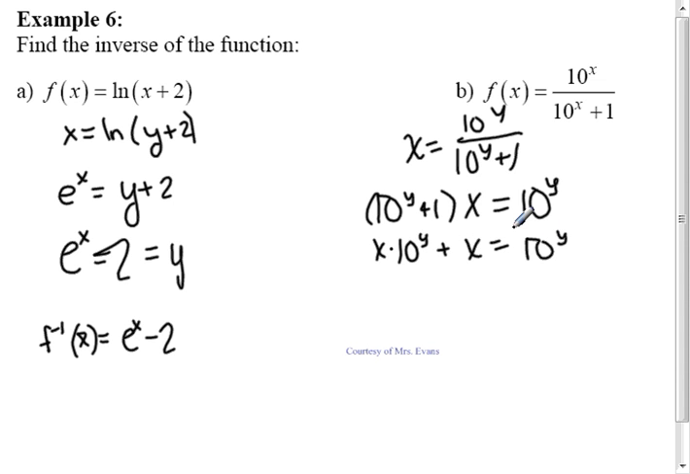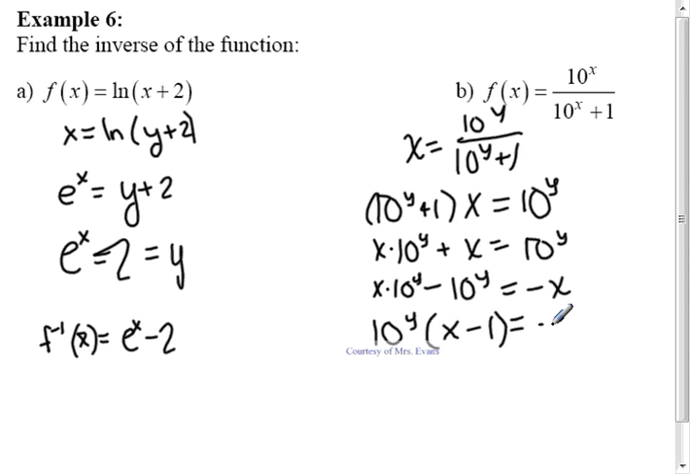You get anything with a y to one side and everything else to the other. So I'm going to move over my 10 to the y, so x times 10 to the y minus 10 to the y equals negative x. Factor out my 10 to the y here. I get x minus 1. And we're getting closer here, so we get 10 to the y equals x over x minus 1.